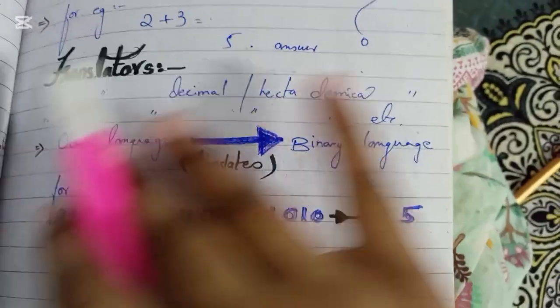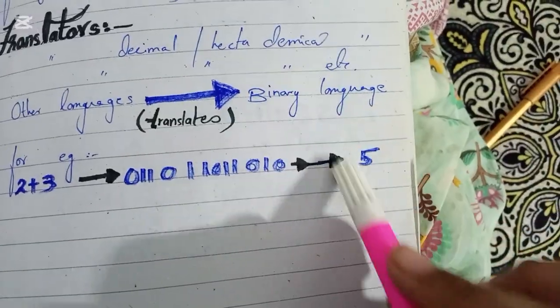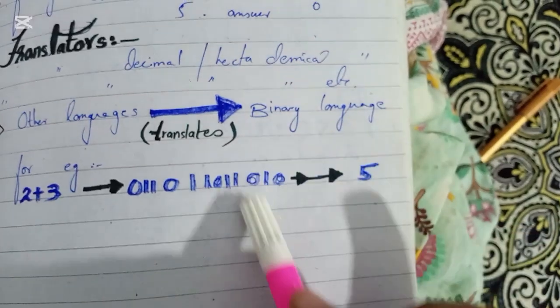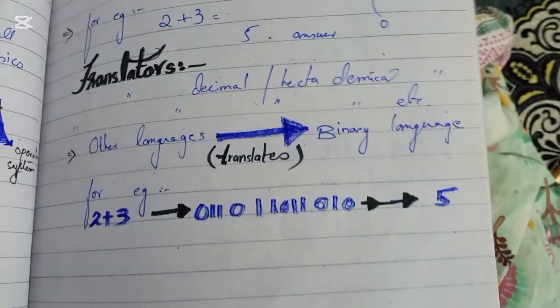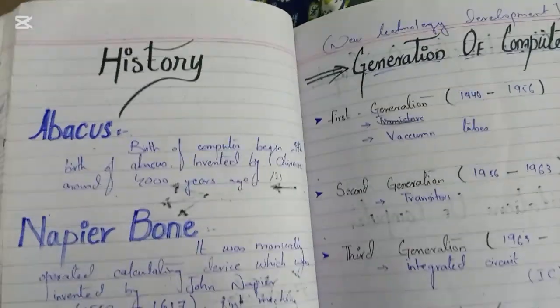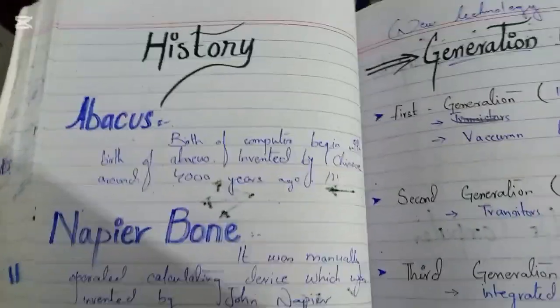For example, you input 2 plus 3, it translates it into its own language and shows the result in our own language: 5. 2 plus 3 is equal to 5.